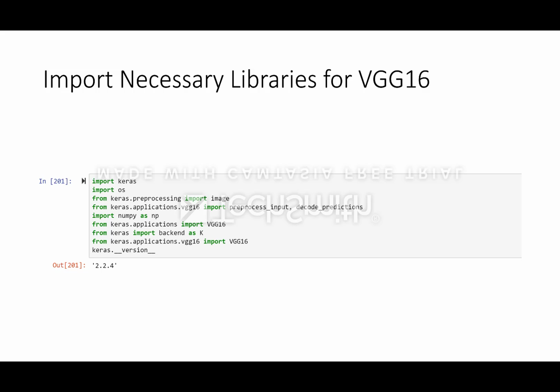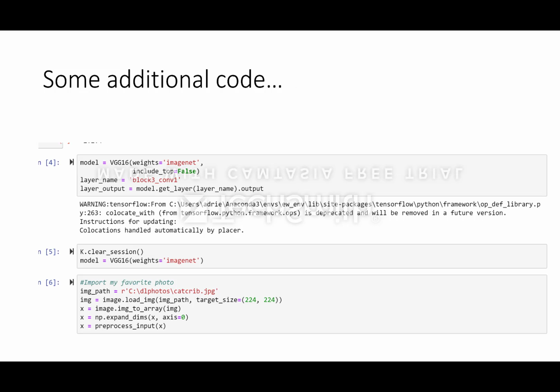As a first step, I have imported several libraries, including Keras, OS, NumPy, and VGG16. In addition, I have also imported several modules within Keras. To get VGG16 up and running, I have configured it as follows. I then clear my session and import my photo.